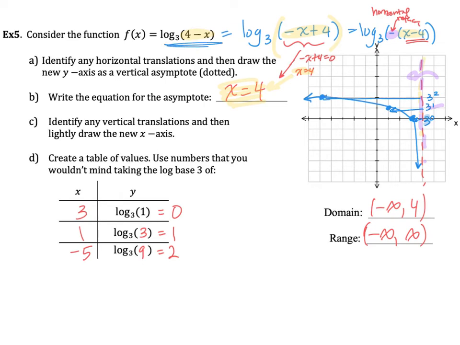I didn't have any shifts upward. I didn't have any stretches. So this is it. We could have used the table. You don't have to. You have your domain and range.